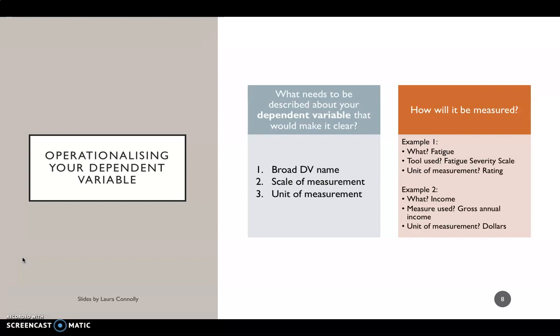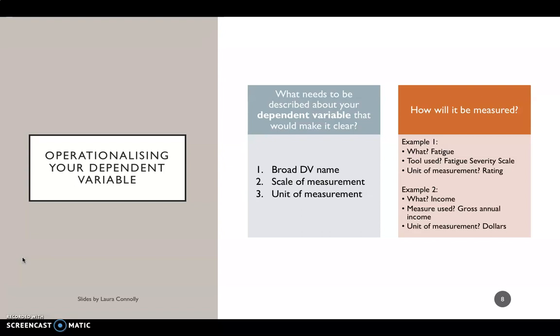How would we operationalize our dependent variable? So the three things that we need to know are the broad variable name. We also need to know the scale of measurement. So what tool are we using in order to measure our outcome? And we may also need to know the specific unit of measurement.